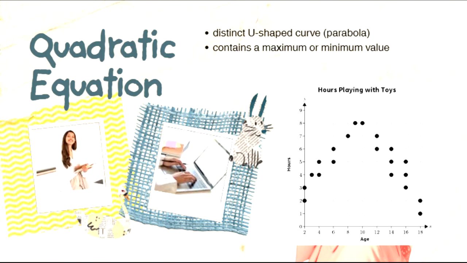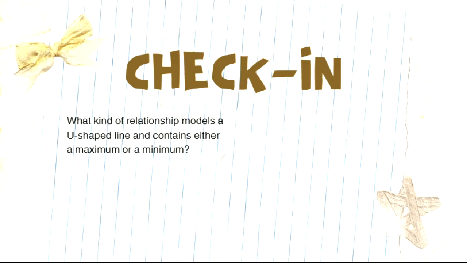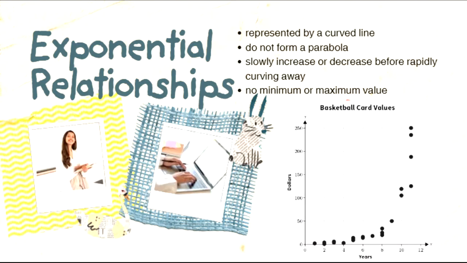Let's talk about quadratic equations for a minute. They have a distinct U-shaped curve, or a parabola. They contain a maximum or minimum value, which in this one is right here. Okay, so that's the vertex. We've talked about these in the past. Here's another check-in. What kind of relationship models a U-shaped line and contains either a maximum or a minimum? That's a quadratic relationship.